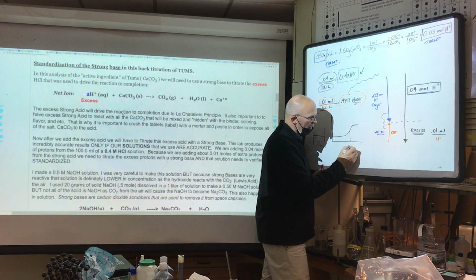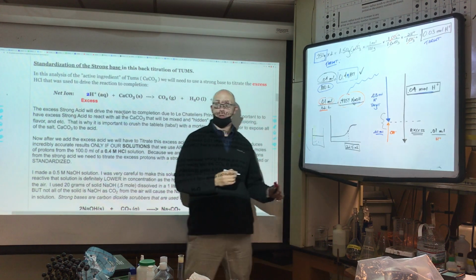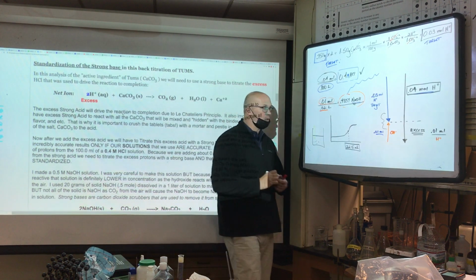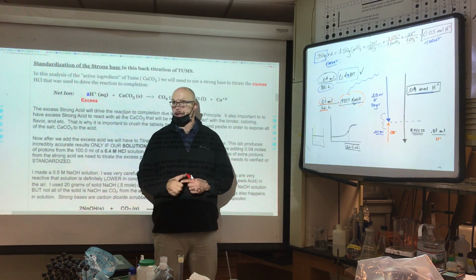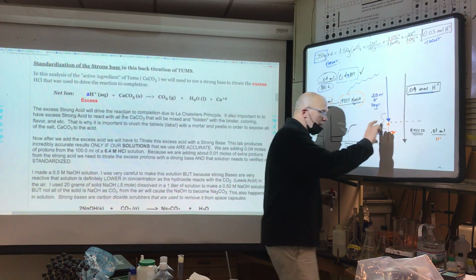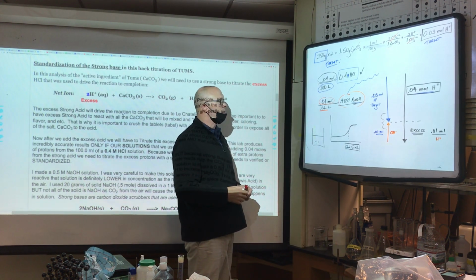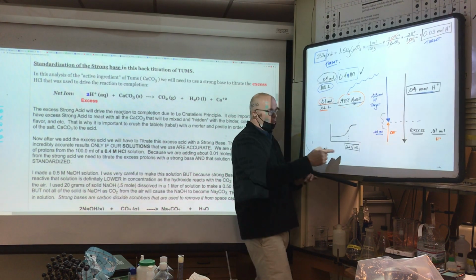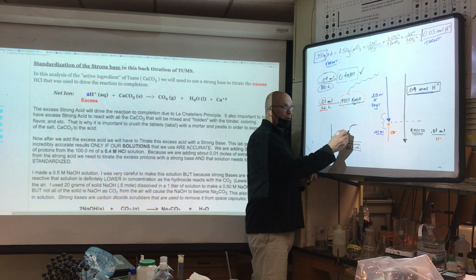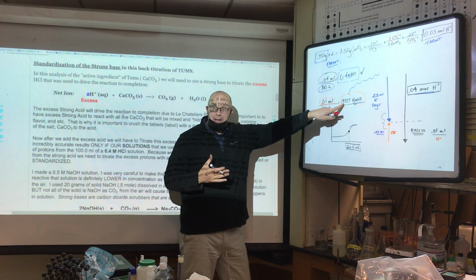22.5 milliliters. That was how much of this standardized base was needed to neutralize the excess H plus. So what I want to find is how many moles of hydroxide were needed. That'll tell me how many moles of excess H plus. So how do I do that? Well, that's very simple. Take our 22.5 milliliters, which is the equivalence volume, convert it to liters, because liter times molarity gives you moles.